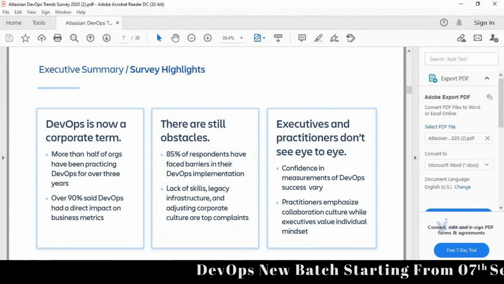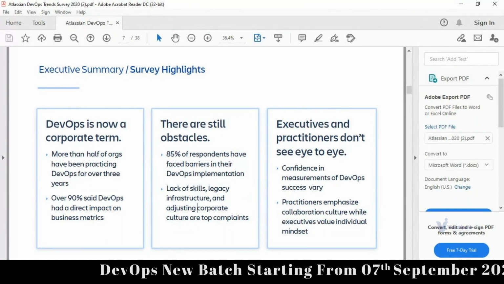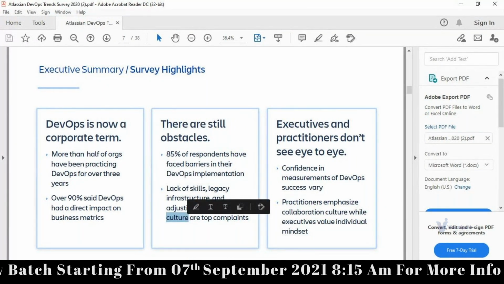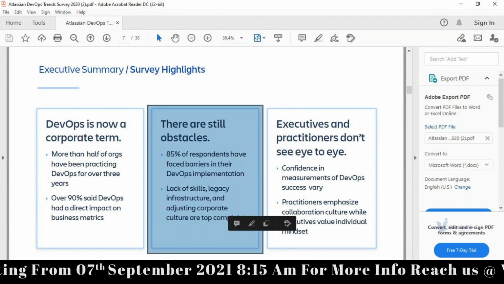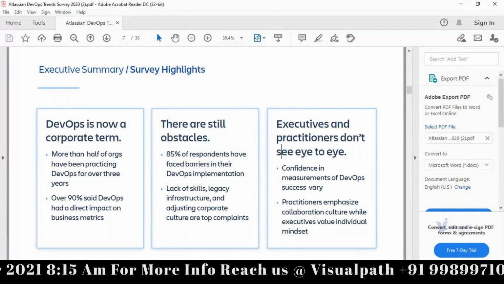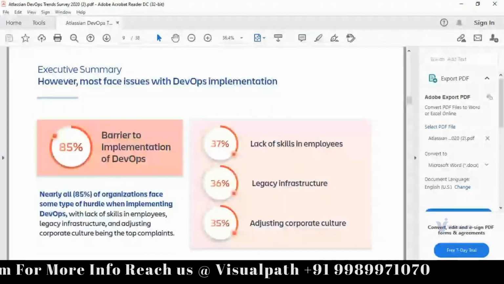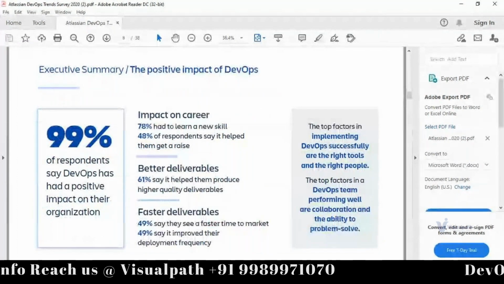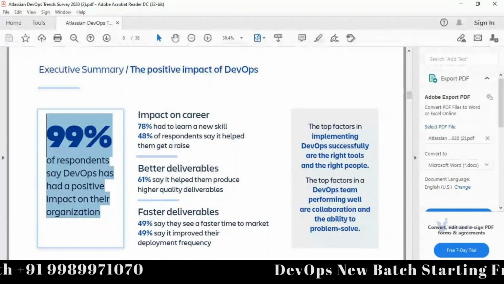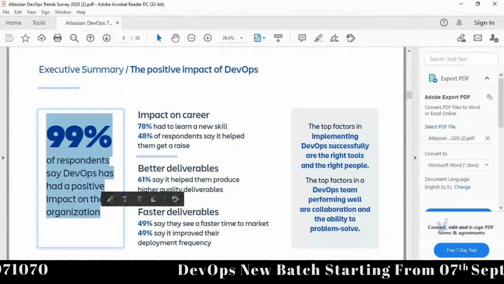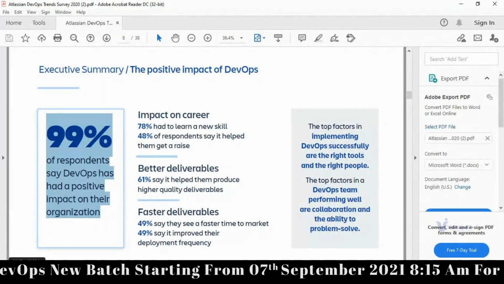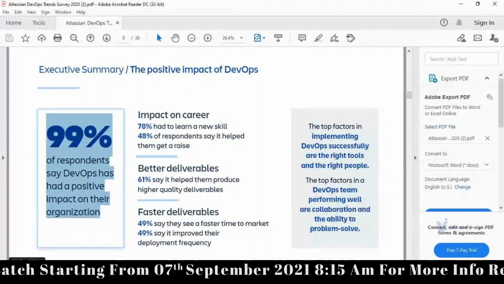And also the culture, corporate culture. This will be one problem that you have to deal with the management. But if the management is headstrong to implement DevOps, then you won't have this problem. Let's look at some other numbers. 99% of the respondents say DevOps has a positive impact in their organization. Previously people were not sure whether it is really helpful or not. And I'm going to talk about why we have all these good numbers.